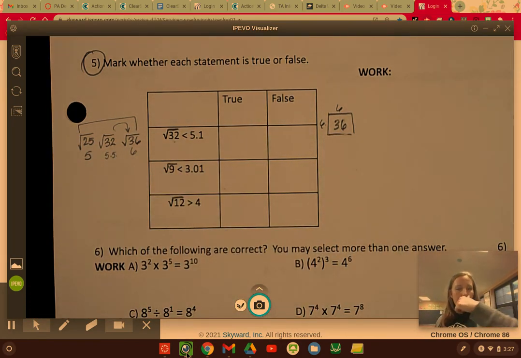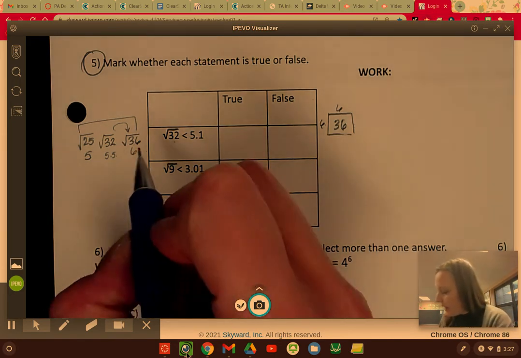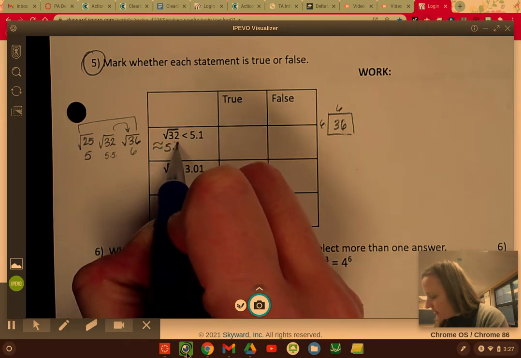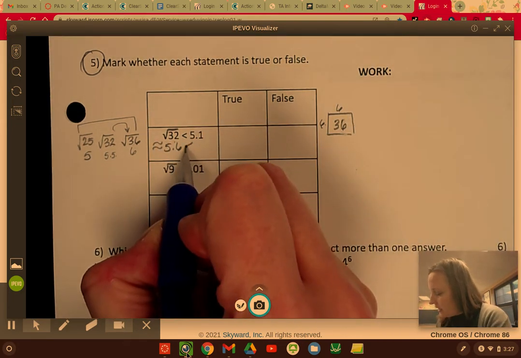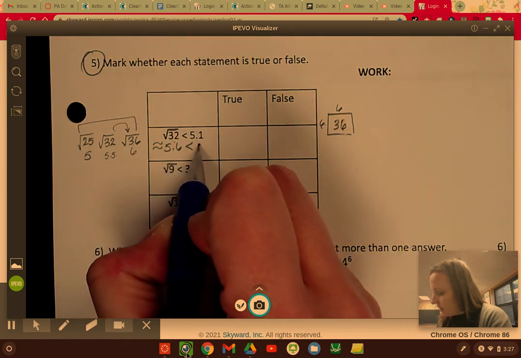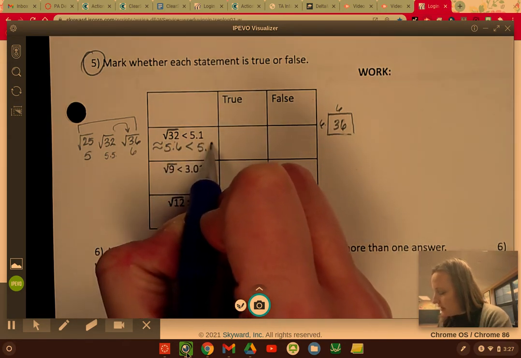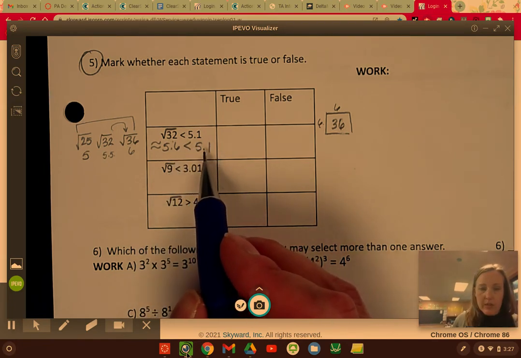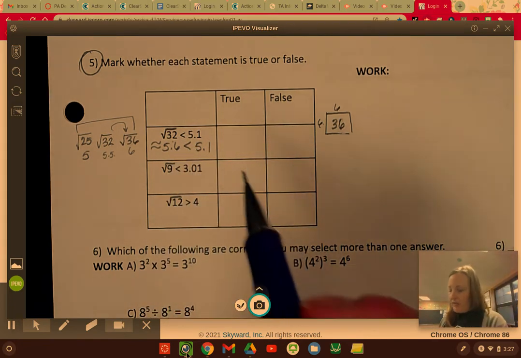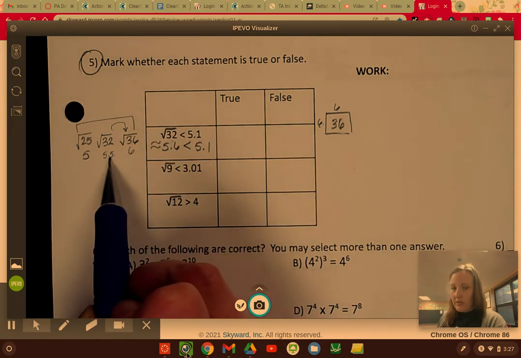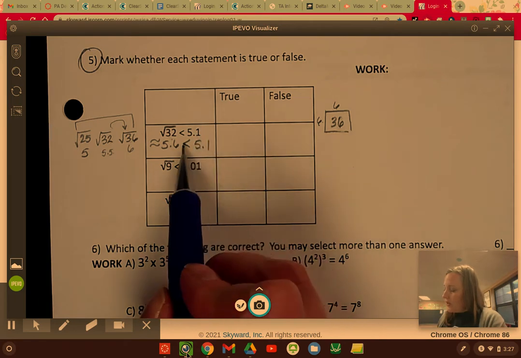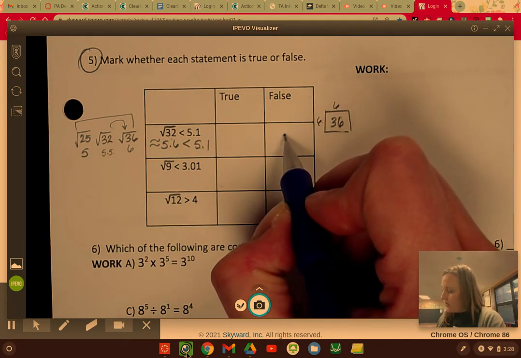So why don't we go up one more decimal point? So I'm going to say it's about 5.6, okay? But either way, is 5.6 less than 5.1? Is 5 6/10 less than 5 1/10? No, right? Even if I just got this close, I know it's not less than. So this is false.